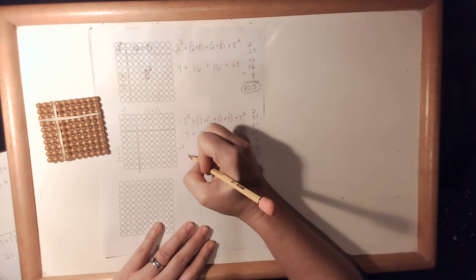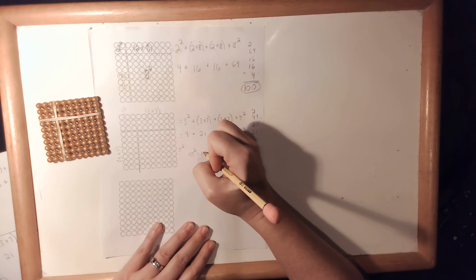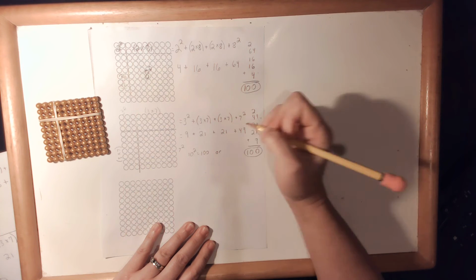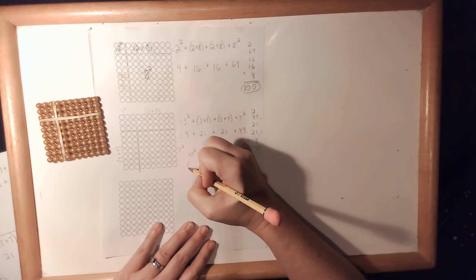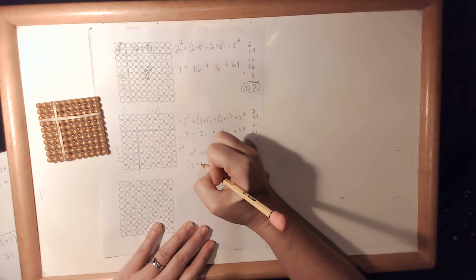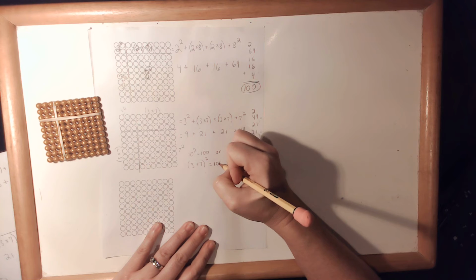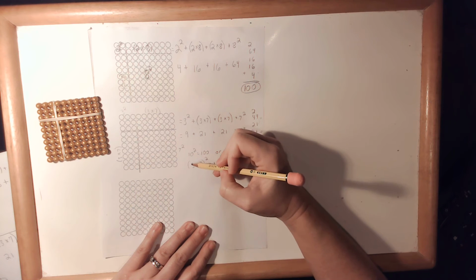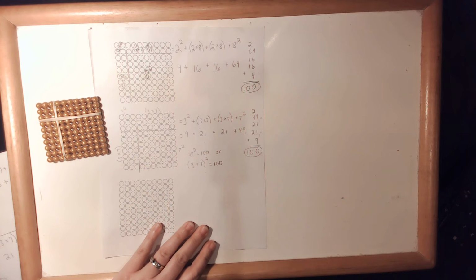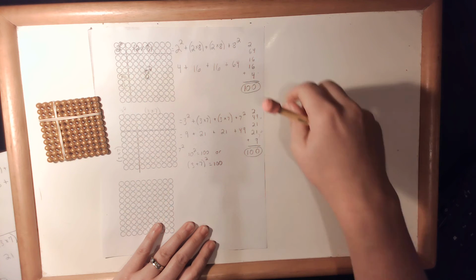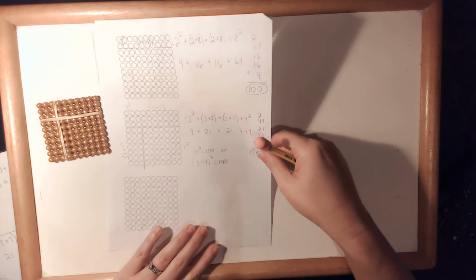So we could say 10 squared equals 100, or we can say that 3 plus 7 squared equals 100. This 10 and this 3 plus 7, they mean the same thing. It's just a different way of writing it out. So the last one that we'll try, let's move it over to 4.